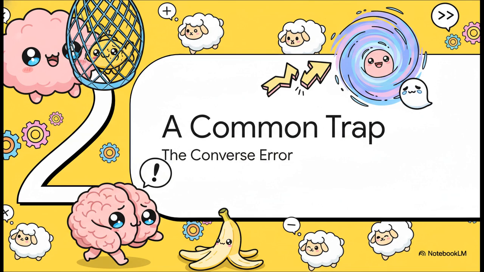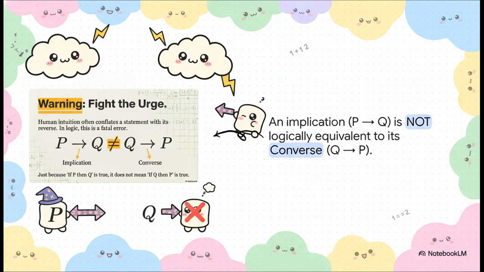But now we have to talk about a super common trap, a fatal flaw in thinking that our brains just love to fall into. It's this natural urge to just reverse the statement. You know, we hear if P, then Q, and our intuition just screams, well then, if Q, then P must also be true. This flipped version is called the converse. But listen close, they are not the same thing. Assuming they are is a critical mistake in a proof.